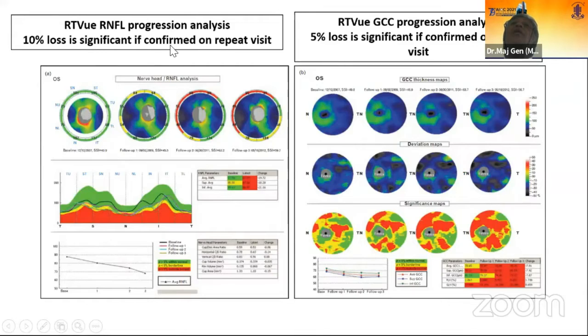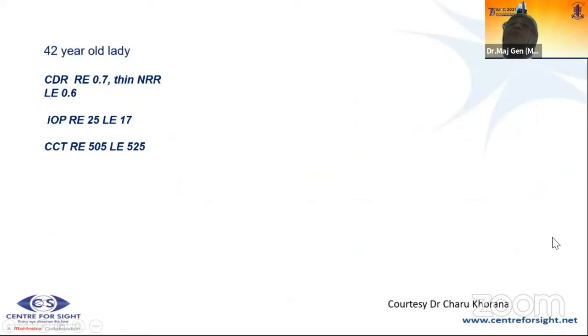So if in RTView, in RNFL progression, we have a 10% loss, if it is confirmed, then we know that there is a definite RNFL loss. In GCC, we find that if there is a 5% loss, again, this is very important.